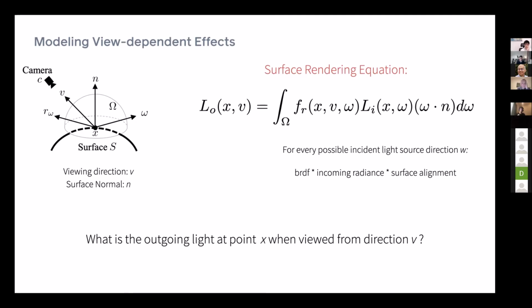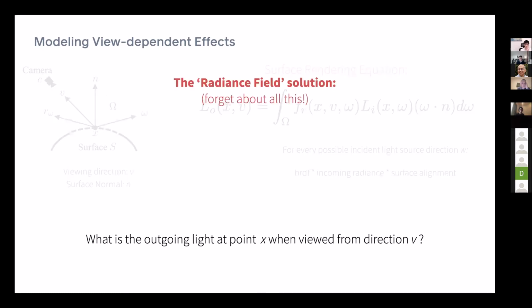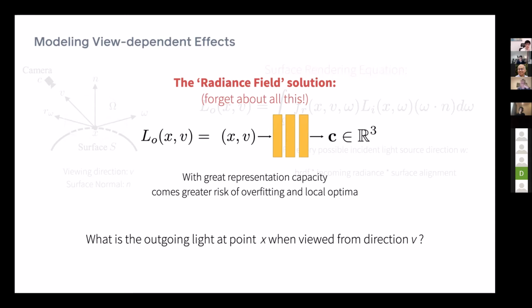And so this is something very classical and well understood in computer graphics, which can allow us to model view-dependent effects. And the radiance field solution, or the neural radiance field solution that NeRF adopts, is to say, let's just forget about all this. And what we can do is just model this outgoing light from a particular point X in direction V through just a neural network. And we can just learn this neural network. And while this is a very powerful idea, it really fails in the face of a limited amount of training data.